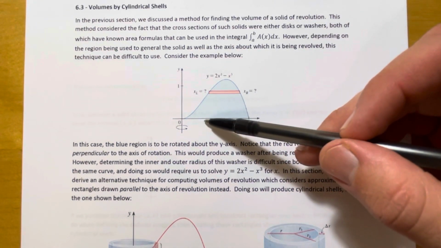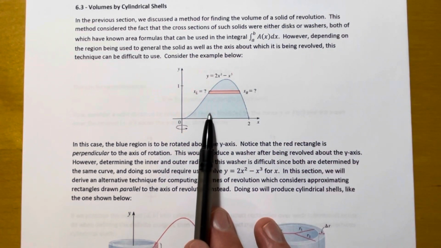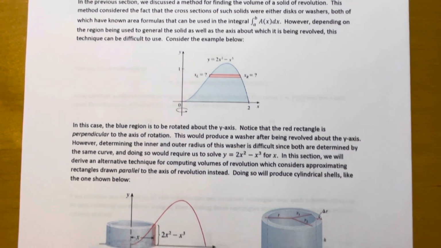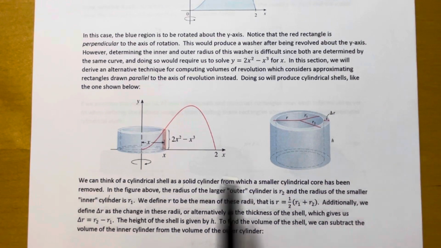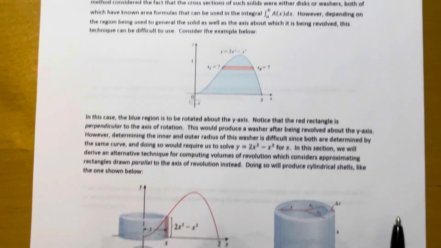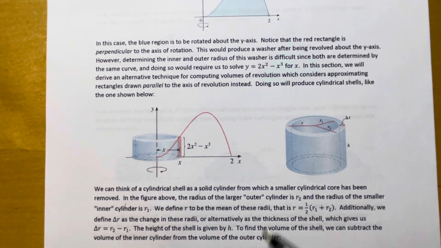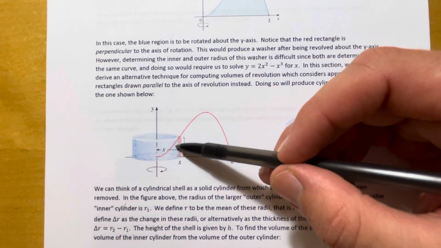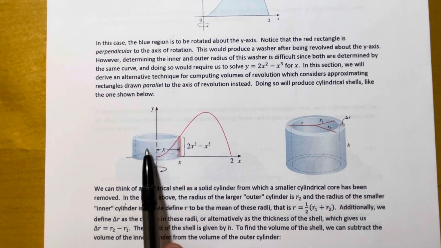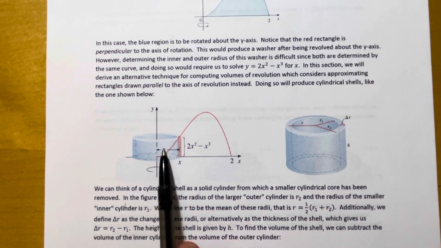Think about what shape or what solid that one rectangle, when drawn vertically, would create when it's rotated about this vertical axis, this y-axis. You don't have to visualize it in your head because I have it right here. So here is the same curve that we were looking at up here, right? y equals 2x squared minus x cubed. And if you can see this, there's a red rectangle drawn right here. When we rotate that red rectangle about the y-axis, it's going to trace out this cylindrical shell.